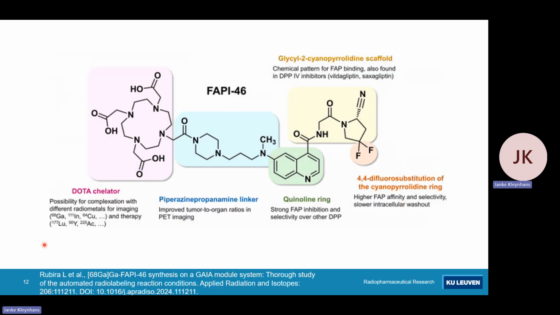This was a very nice outline that I took from this article where they just explained the different components of FAPi. So as you see, the quinoline ring gives strong inhibition of FAP, but also provides selectivity over other similar enzymes. The double fluorine substitution increases affinity and selectivity, and most importantly, reduces the intracellular washout. And then you also get other patterns for FAP binding, and that is just optimized.